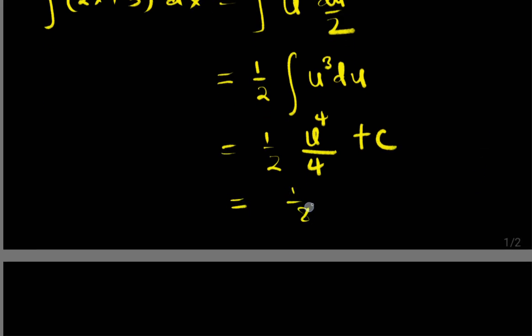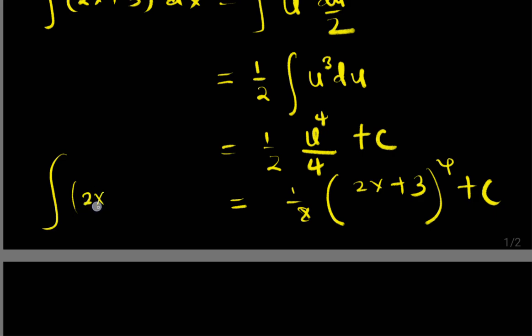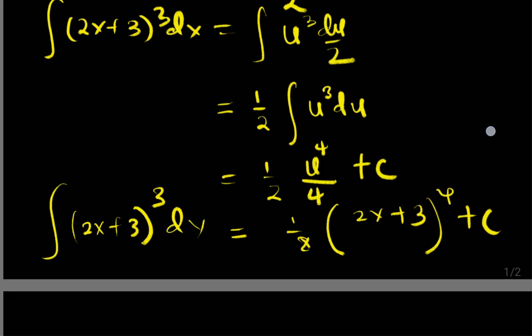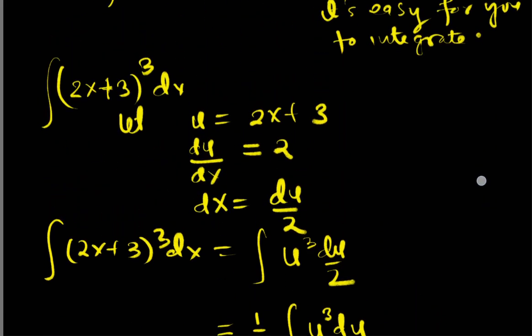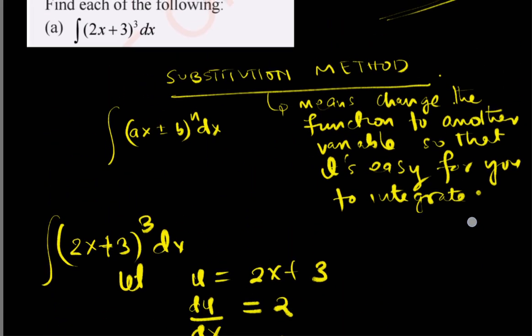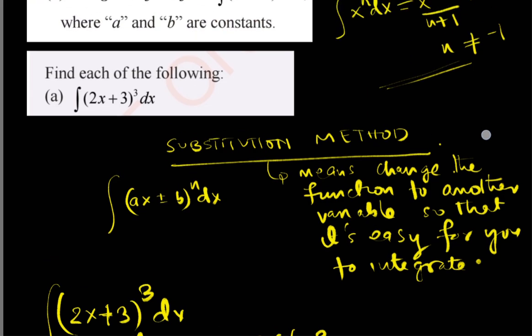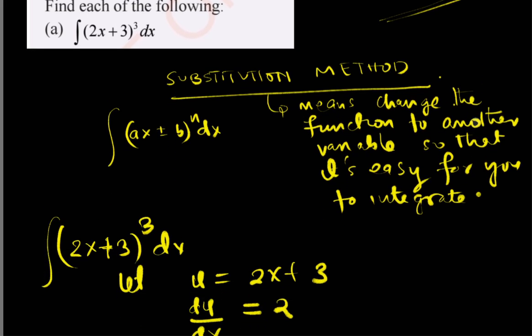So this is 1 over 8. The value of u is 2x plus 3, so this is (2x plus 3) power 4 plus c. And this is our integral, the integral of (2x plus 3) power 3. This is how you are supposed to do it. This is called substitution because you have changed your function from variable x to variable u.